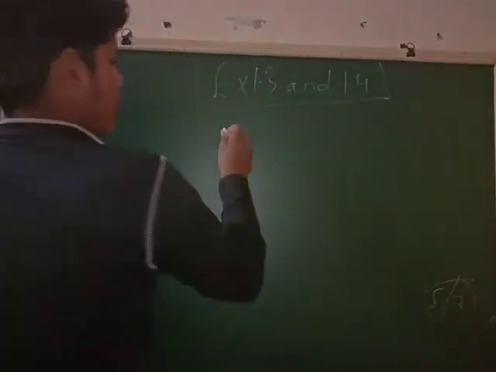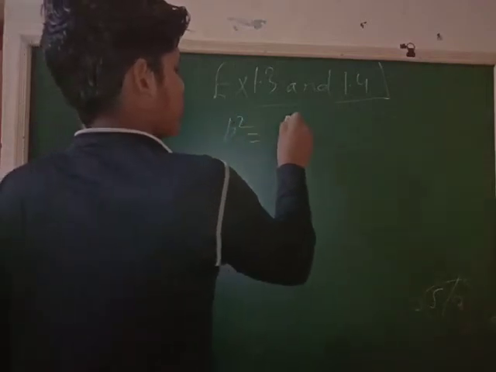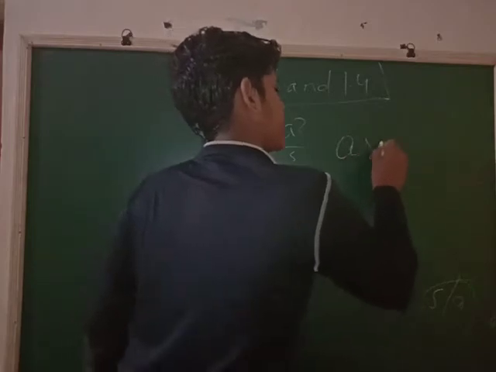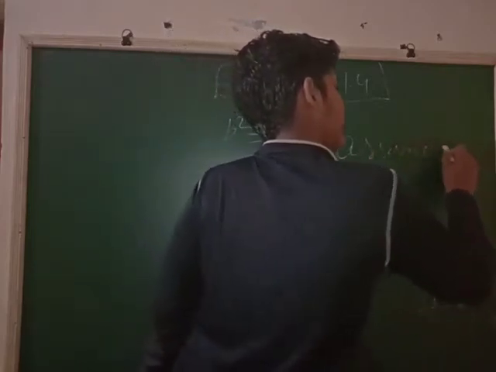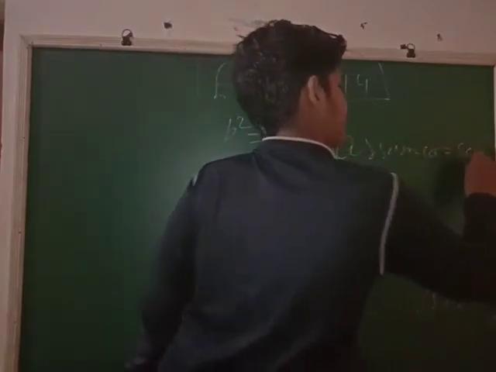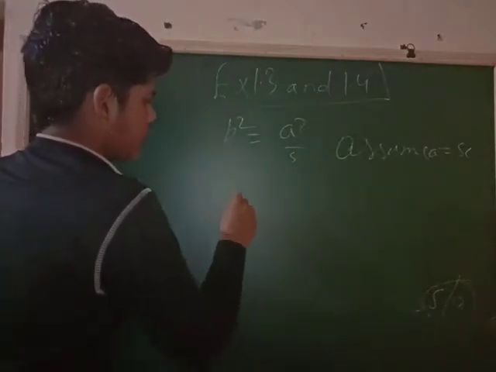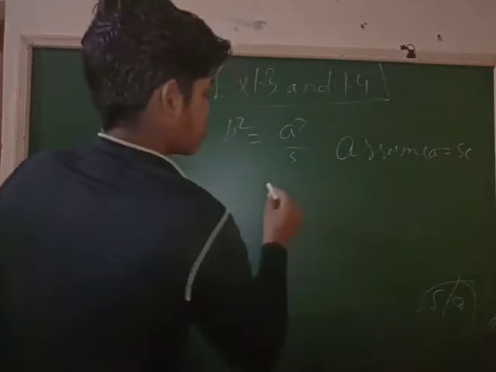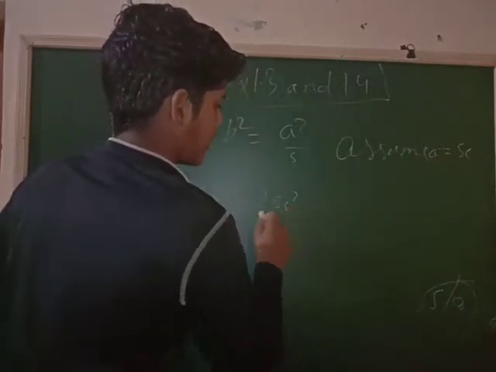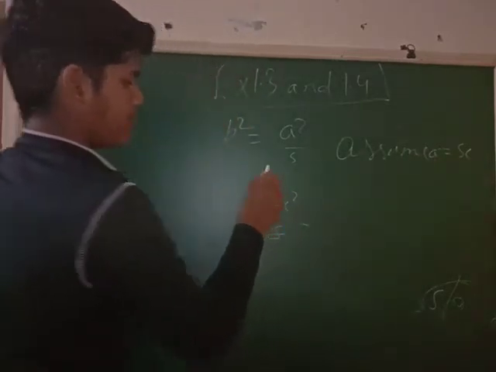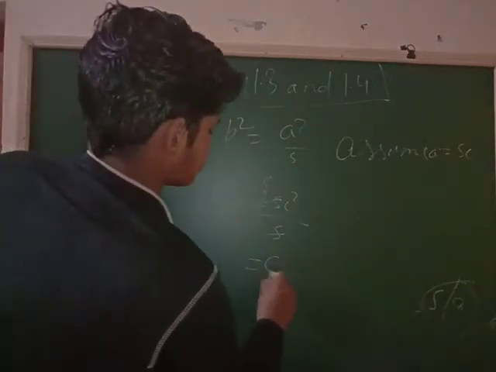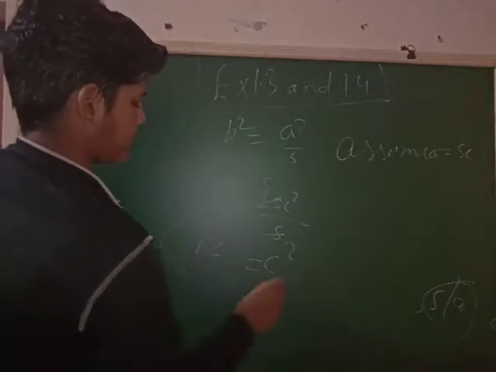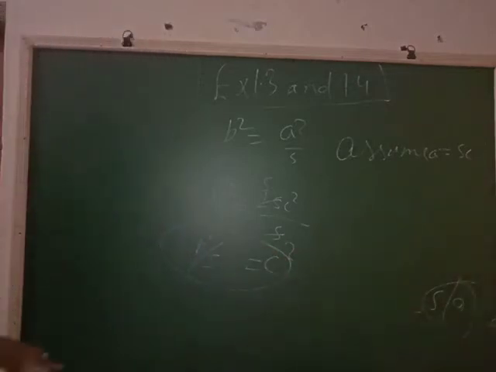Now b square is equal to a square by 5. Assume a is equal to 5c. Then b square is equal to 25c square by 5, which simply means c square is equal to b square divided by 5. Now this is our equation.